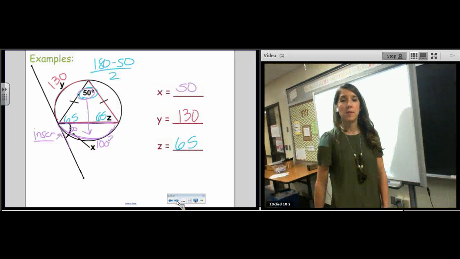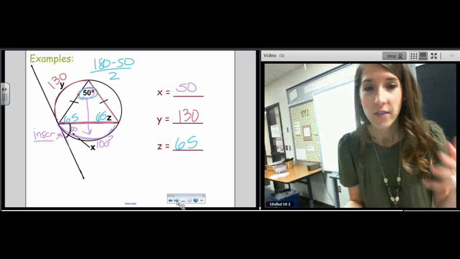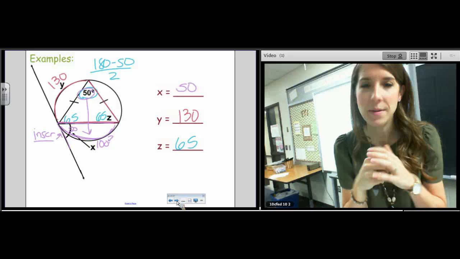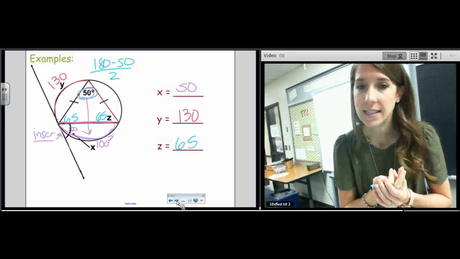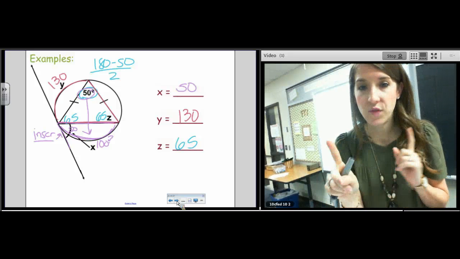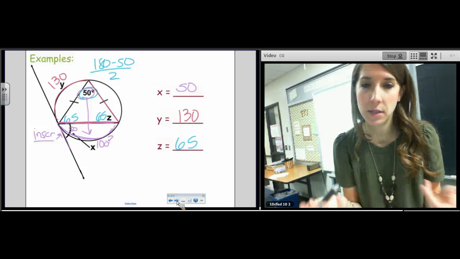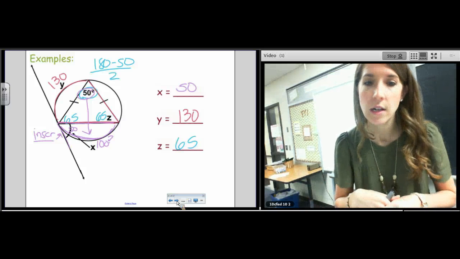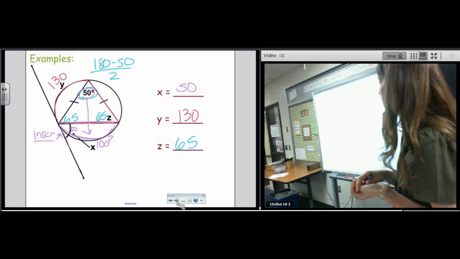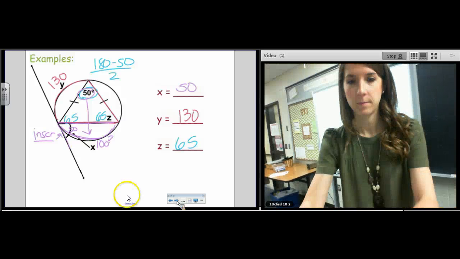We also remember that any two angles that are inscribed and open up to the same arc are going to be the same measure. So those 50-degree angles, they're both opening up to that arc that's 100 degrees. So they're going to both be 50. All done.